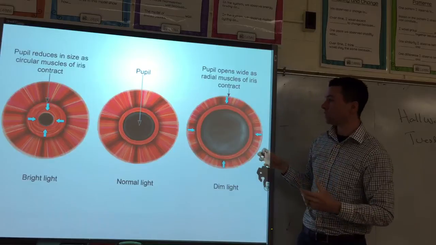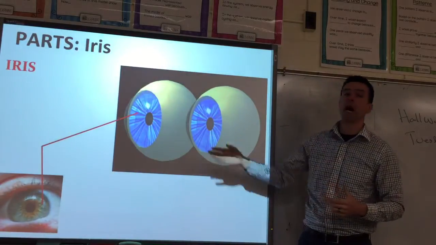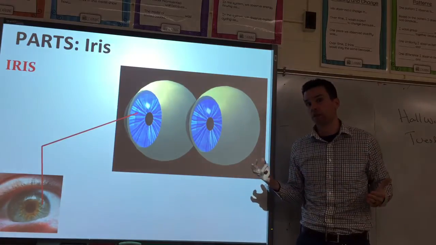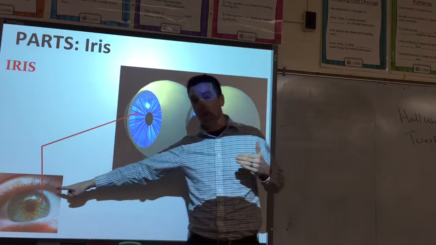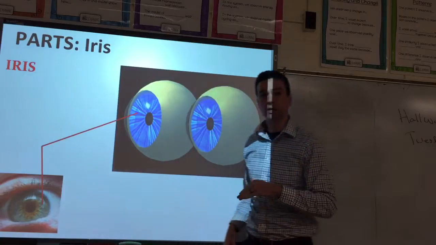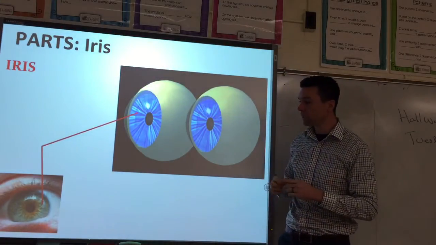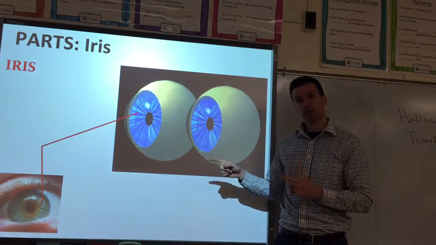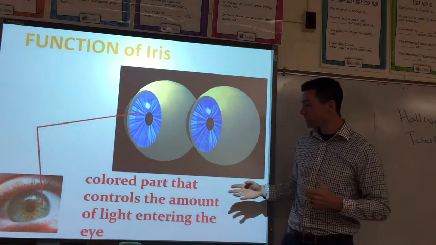And that's our next part that we're going to talk about, which is the iris. The iris is probably what you think of when you say someone has really nice eyes. It's the colored part of your eye. It could be blue or brown or green or hazel or whatever. This is the colored part, but really it's a muscle that opens and closes, like I said in that picture before, and lets light in. So that's what your iris really does.